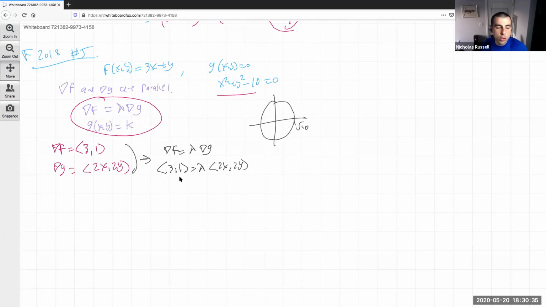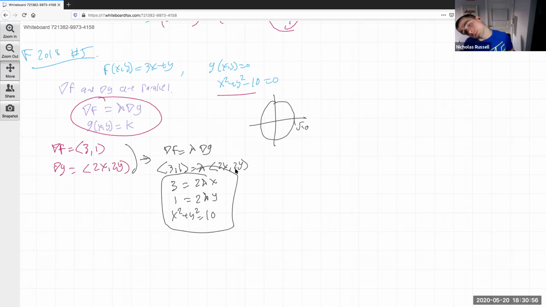So we need the x coordinates to be equivalent, and we need the y coordinates to be equivalent. So we get 3 is equal to 2 lambda x, and 1 is equal to 2 lambda y. And we have our constraint, which is x squared plus y squared is equal to 10. I want to find all the x and y's here that satisfy them.